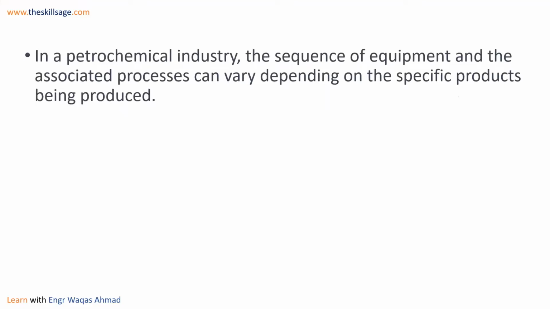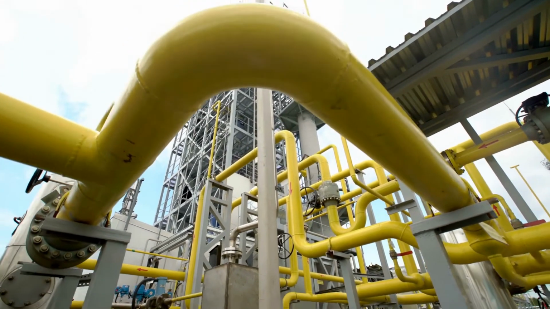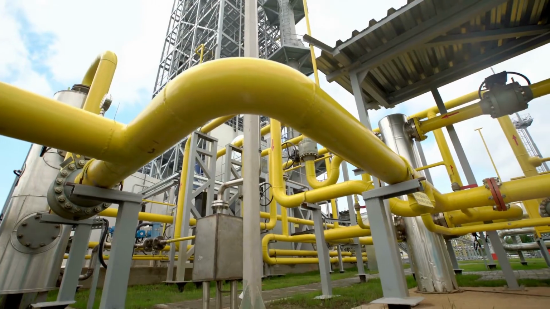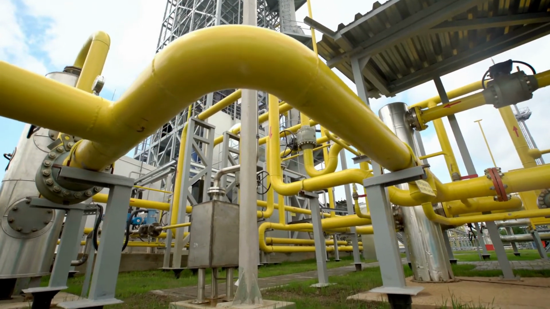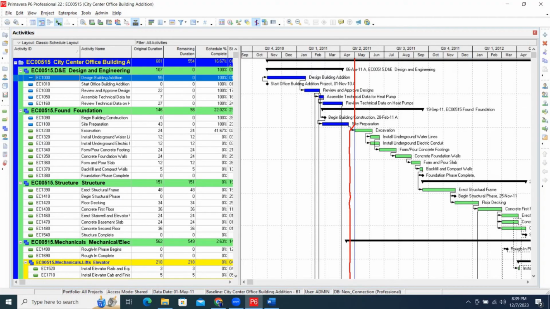पेट्रोकेमिकल इंडस्ट्री विच वी आर गोइंग टू डिस्कस, जिस चीज को हम मद्देनजर रखेंगे, the sequence of equipment and the associated process can vary depending on the specific product. In EPC industry, what was there? आपका जो भी एक्टिविटी नेटवर्क डायग्राम था, that is actually based on the sequence of the activities. But here in shutdown, your sequence of equipment layout, जो भी आपका एक process है, that is going to define your shutdown maintenance planning schedule.